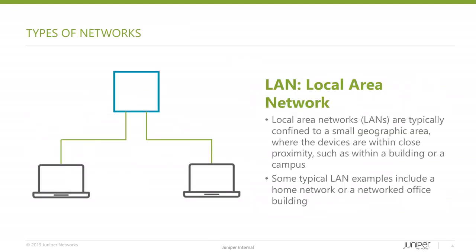Types of networks. Different types of networks can be defined by their scope and scale. The two main types we want to focus on are the local area network, or LAN, and the wide area network, or WAN. Local area networks, LANs, are typically confined to a small geographic area where the devices are within close proximity, such as within a building or a campus. Some typical LAN examples include a home network or a networked office building.